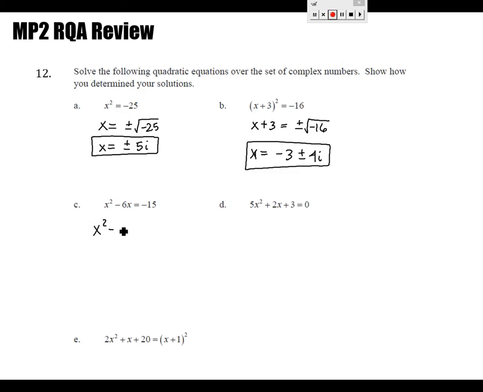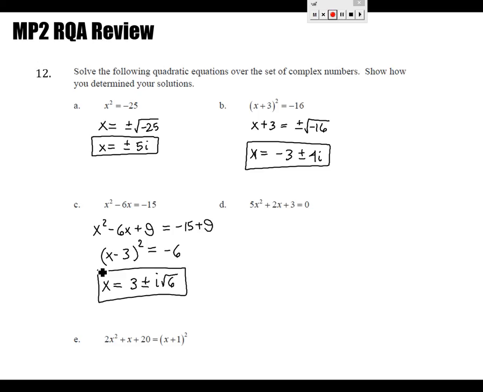What completes the square? 9. Draw a picture if you need to, right? But 9. So we get x minus 3 squared. Just check us on this. Don't believe us. And then I think you can see that the solution then is 3 plus or minus i root 6, right? Just inverse operations on that thing. Do you see how nice that is? Completing the square gets you a solution real quick.